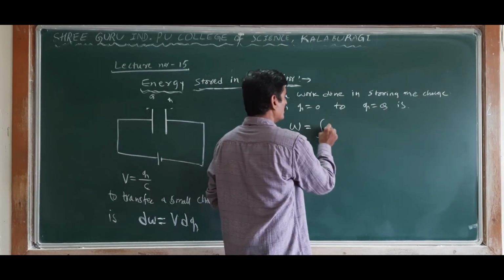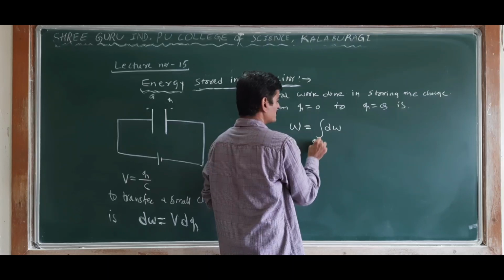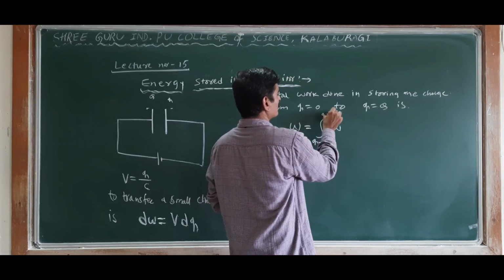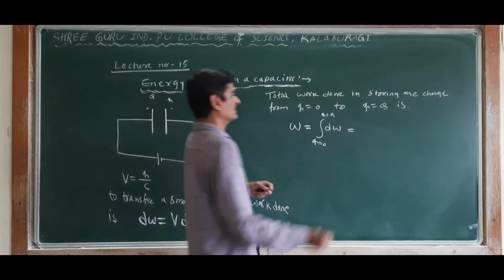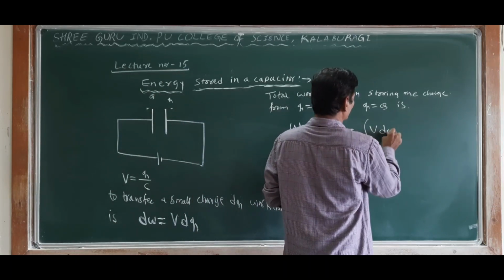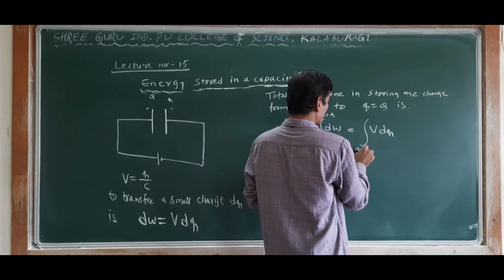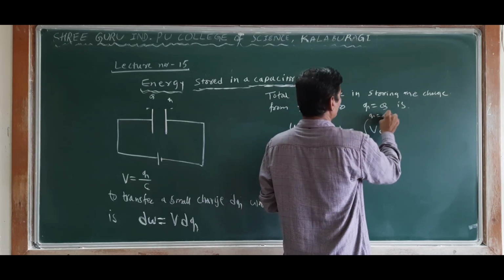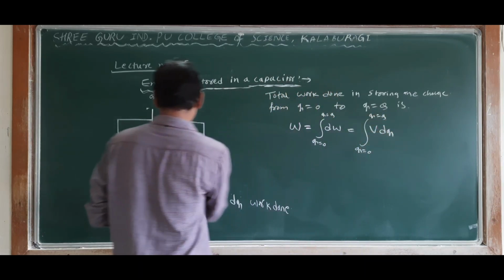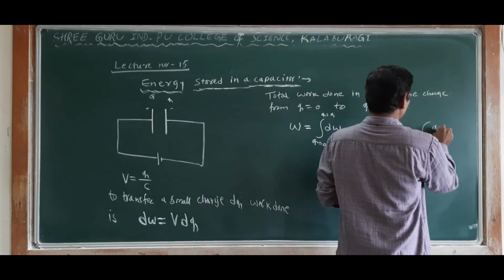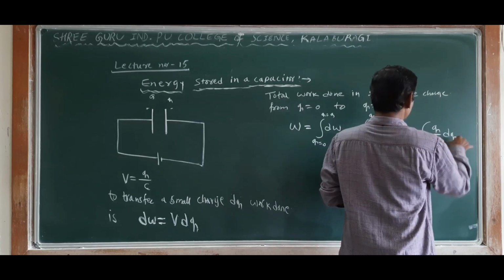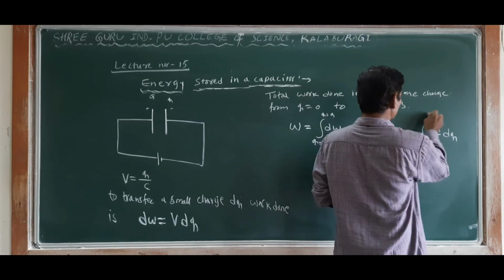Integration of dW from where to where? From q equal to 0 to q equal to capital Q. So dW, that is integration of V dq from q equal to 0 to q equal to capital Q, and V is nothing but q by C. So it is integration of q by C dq from q equal to 0 to q equal to capital Q.